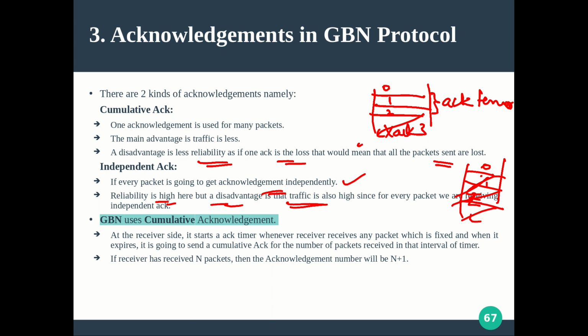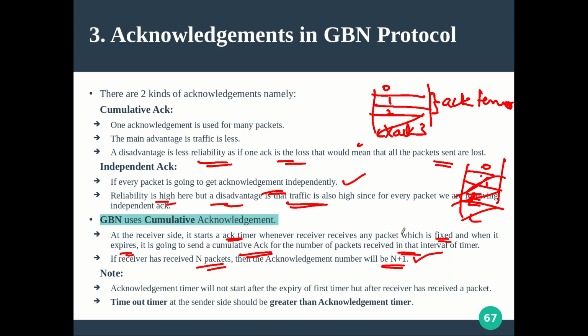So at the receiver side, it starts the acknowledgement timer. When it is cumulative acknowledgement, it can work with the help of the timer only. Whenever the receiver receives a packet, a fixed timer starts, and when it expires, it sends a single cumulative acknowledgement for the number of packets received in that period. So if n packets were received, the acknowledgement number will be n plus 1, because it is the next expected sequence number. This is the standard convention, but if you want you can keep it as n also. Maybe in Tanenbaum it is explained like that.